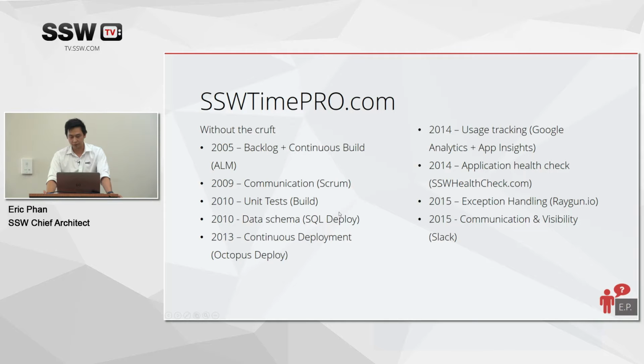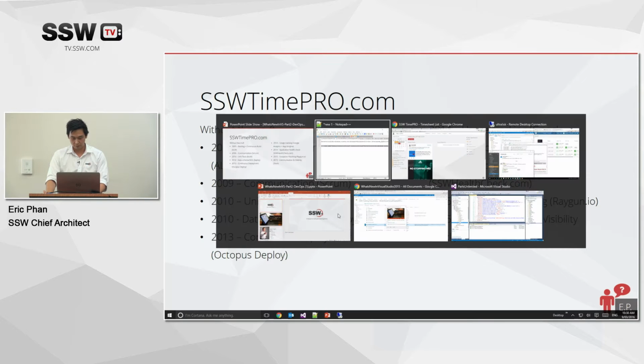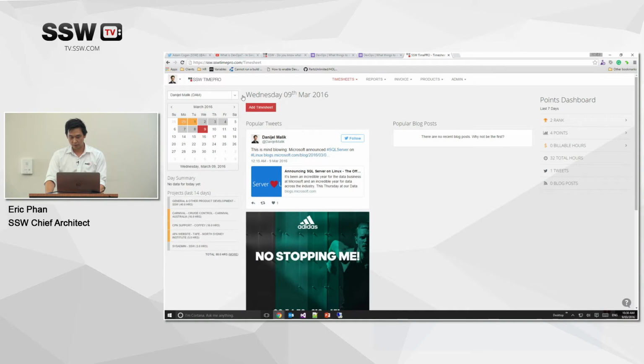SSW TimePro is an internal timesheeting application that we use to do our timesheets. I've loaded it up here, so we can quickly add a timesheet. I'll do your timesheets for today, Dan. Oh, thanks, Harry. That's nice of you.